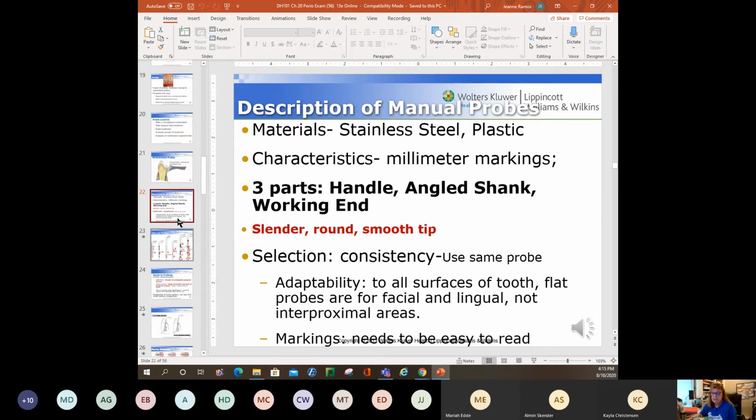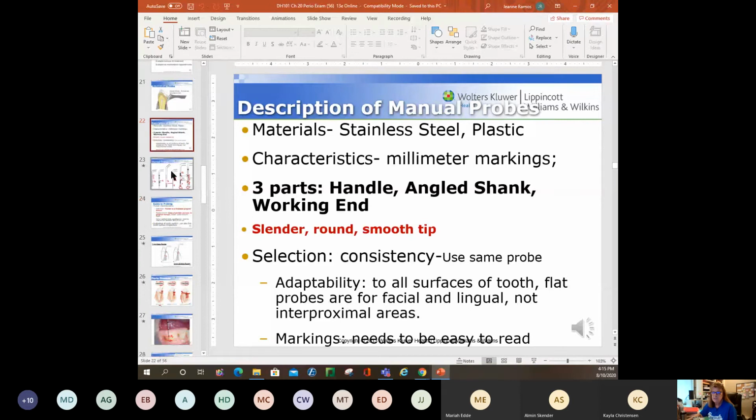And the markings should be easy to read, which no hygienist feels that markings on a probe are easy to read.